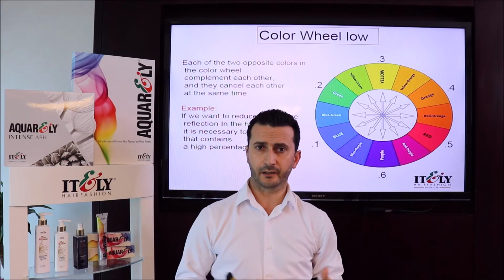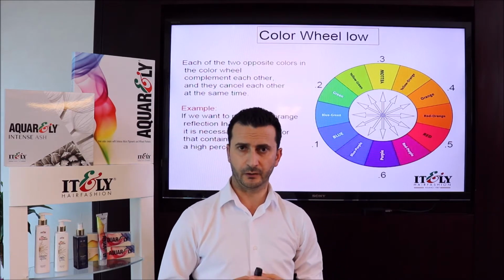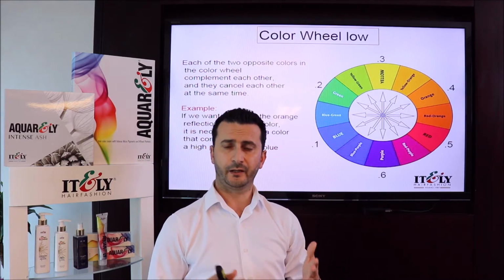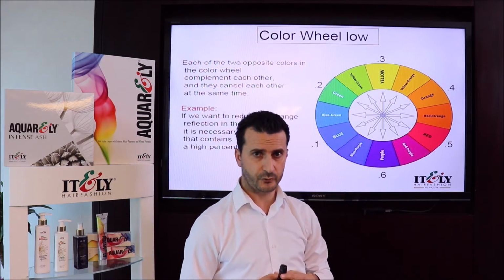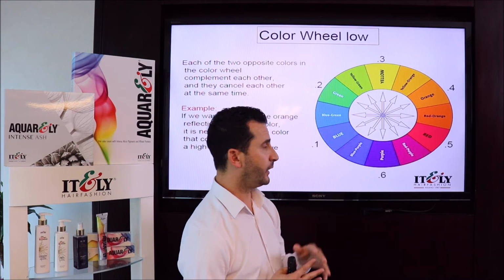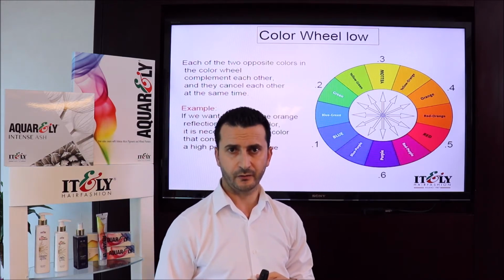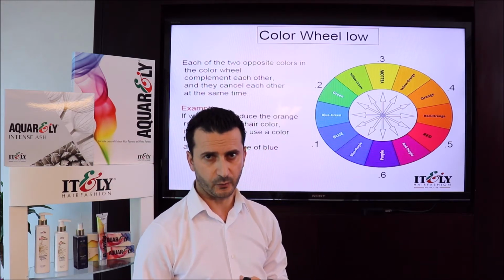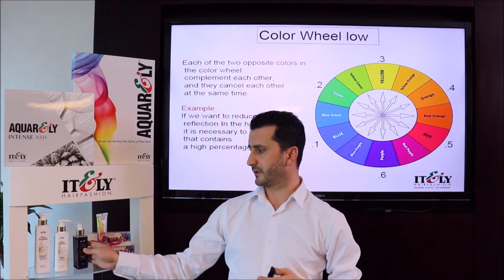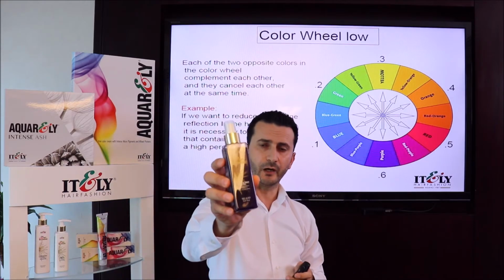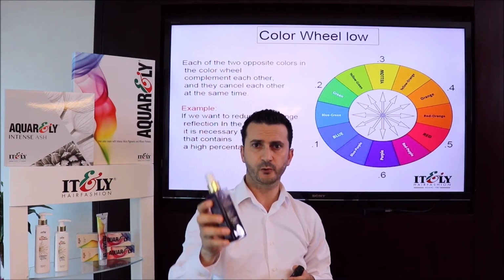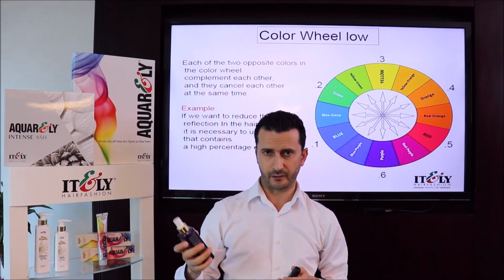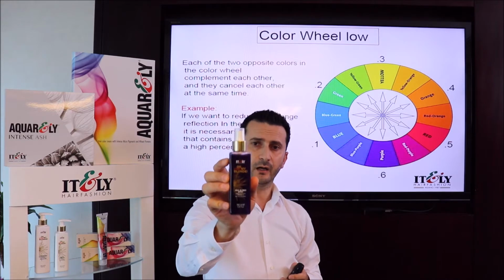Or if I made a highlight and the highlight has a yellow reflection, and I would like to get rid of it, in this case I should use violet, a kind of light violet tone, to cancel the yellow. This is the same reason we sometimes have blue-violet pigment sprays or shampoos, which we usually use to cancel the yellow from the hair, because they contain blue or violet pigment.